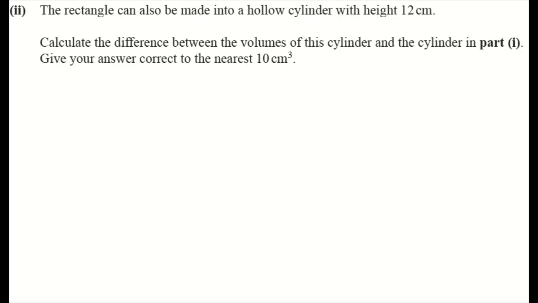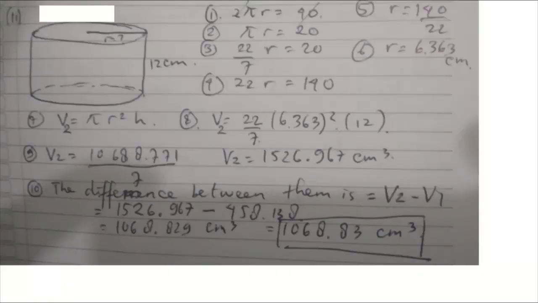Now we move to the question of part II. It was stated that the rectangle can also be made into a hollow cylinder with height 12 centimeter. Calculate the difference between the volumes of the cylinder and the cylinder in part I. Give your answer correct to the nearest 10 centimeter cube. Now, the first thing that we need to do is, like what's actually being stated there, we need to have a good assumption here.